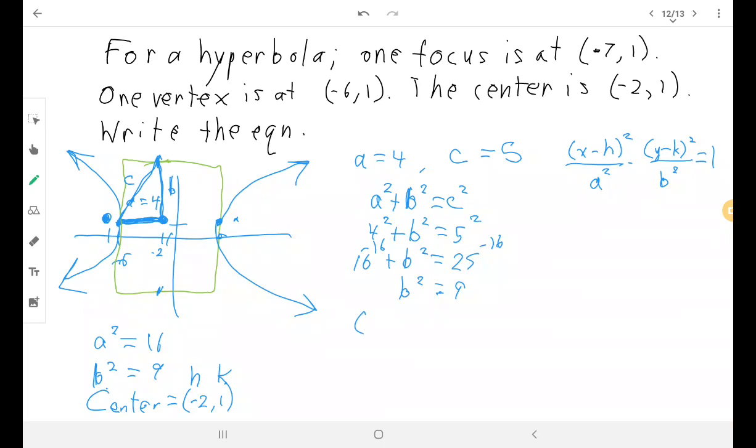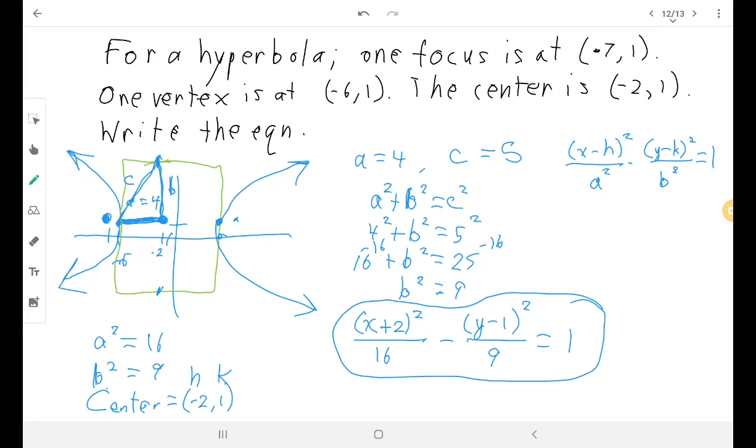So let's put this down. X minus h, that's minus -2, so that's the same thing as plus 2, and all that squared, over a squared is 16, minus y minus k is 1, all squared, over b squared, which is 9, equals 1. And there we have the equation of this hyperbola. I'll give you a chance to look at that.